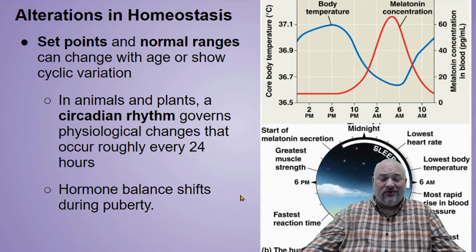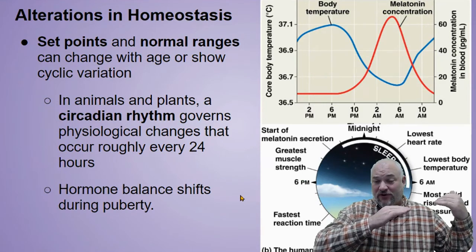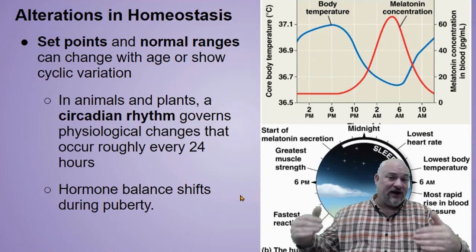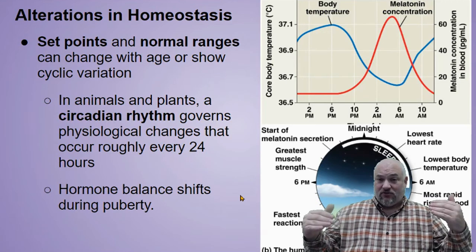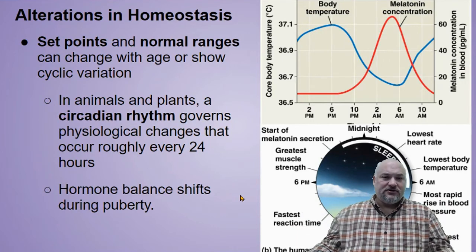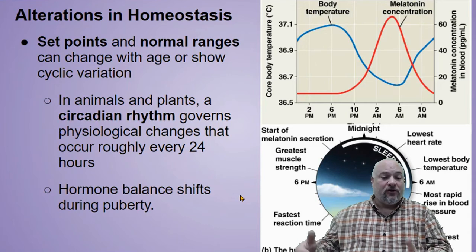Another example would be puberty, hormone balances. What was a normal range when you were prepubescent in elementary school is not a normal range when you start going through adolescence and puberty, which is also not the same as what you get when you're an adult. So those levels have to change. Those set points have to change to help you develop and grow.